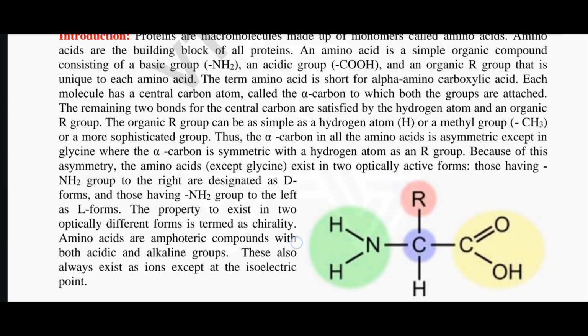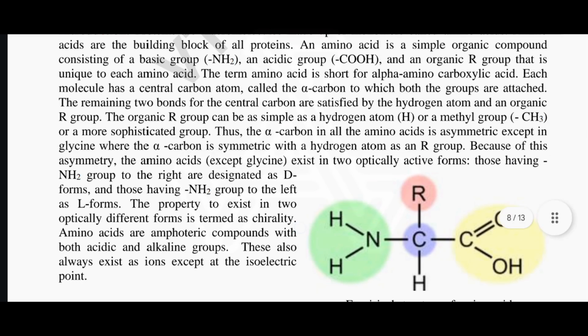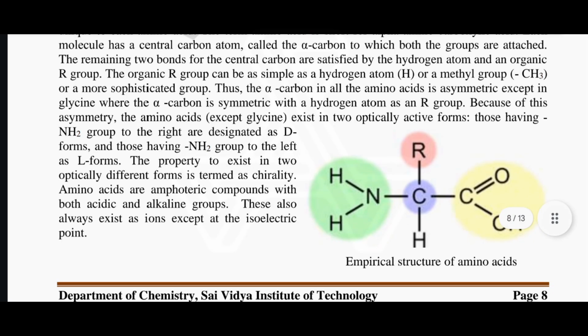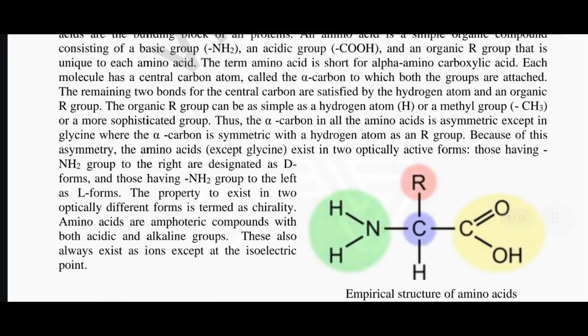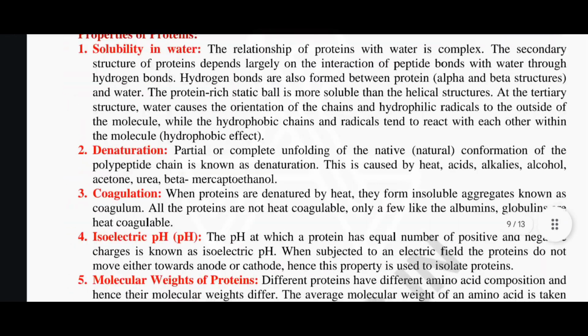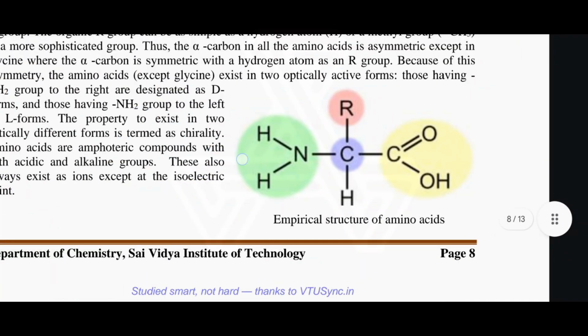Because of this asymmetry, the amino acids except glycine exist in two optically active forms. Those having the NH2 group to the right are designated as dextro forms and those having the NH2 group to the left as levo forms. The property to exist in two optically different forms is termed chirality. Amino acids are amphoteric compounds with both acidic and alkaline groups. These also always exist as ions except at the isoelectric point. As you can see in this figure, the empirical structure of amino acids.